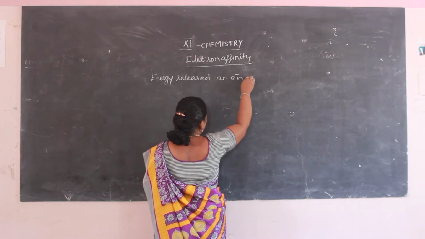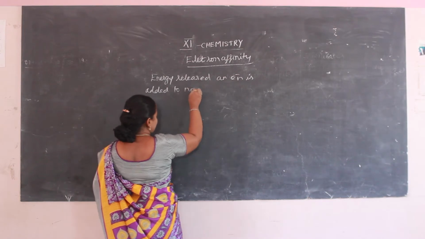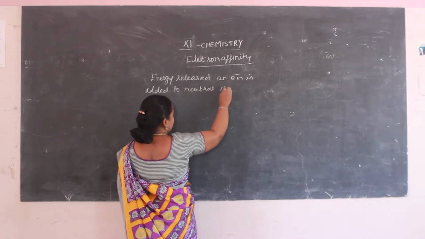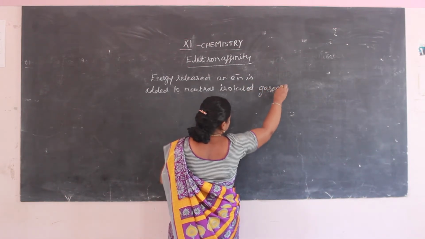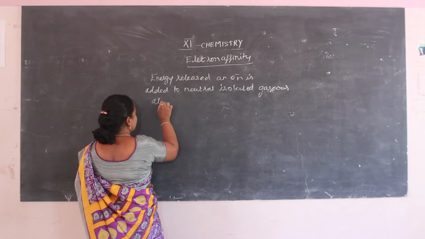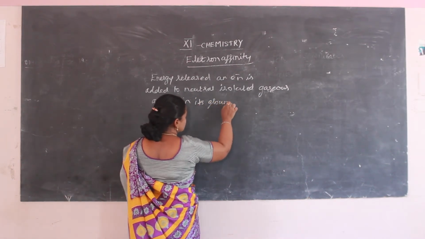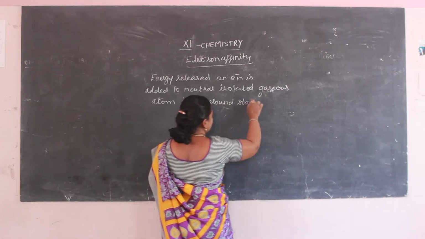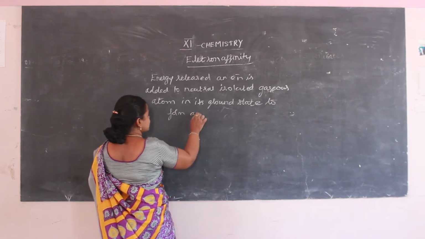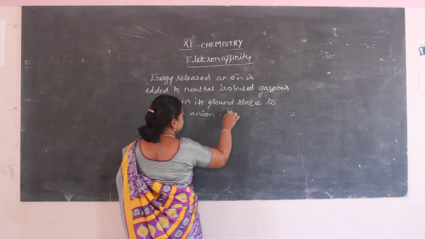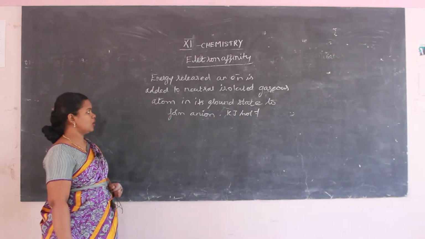It is defined as the energy released when an electron is added to a neutral isolated gaseous atom in its ground state to form an anion. It is expressed in kilojoule per mole.